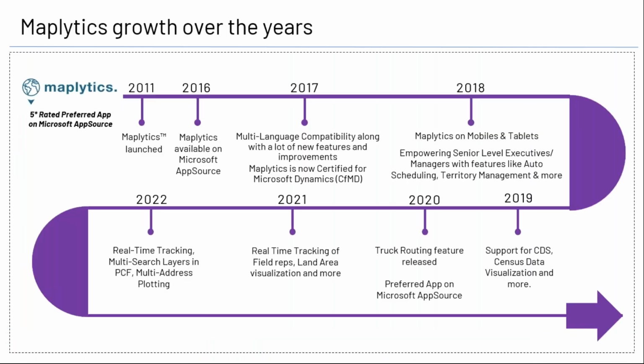Let's have a look over the Maplytics growth over the years. Maplytics has been there for more than a decade now. We started in 2011 as a store locator and we developed it more as our team researched about the customer requirements, and of course the valuable feedback from our customers and partners contributed a lot. As we grew, we added proximity search, routing optimization, territory management, and many more features over the period.